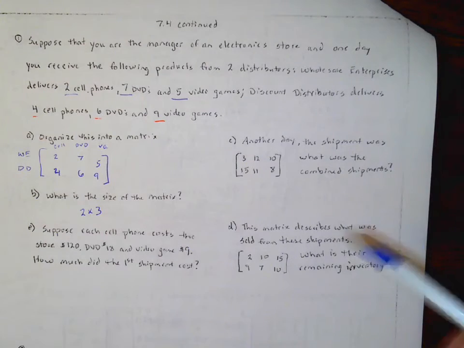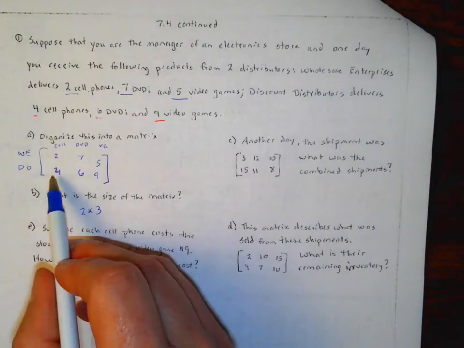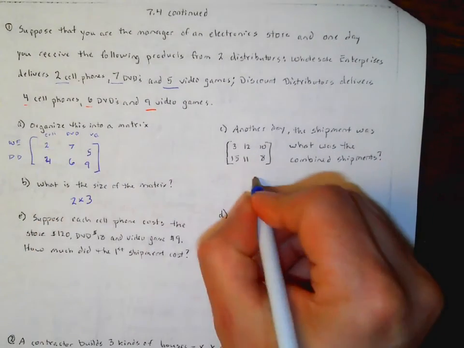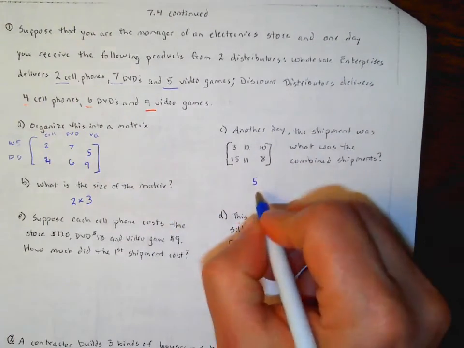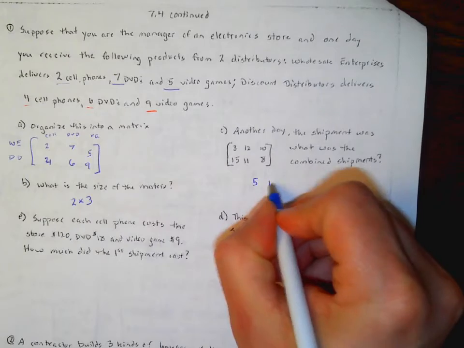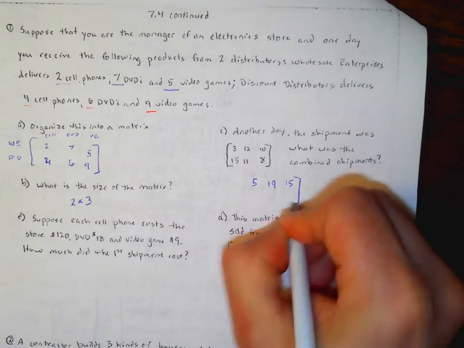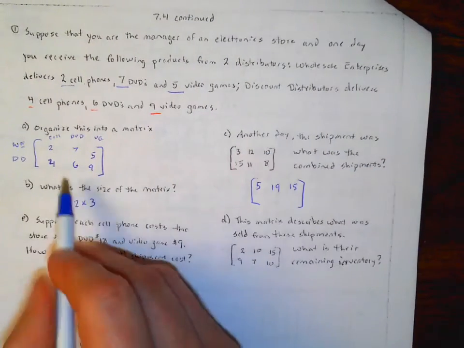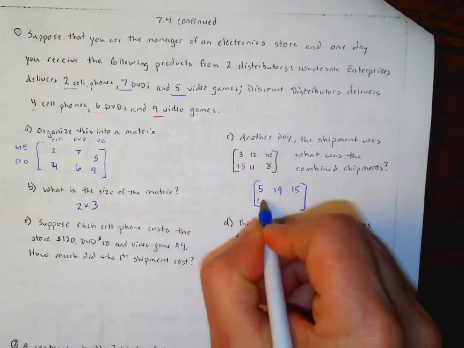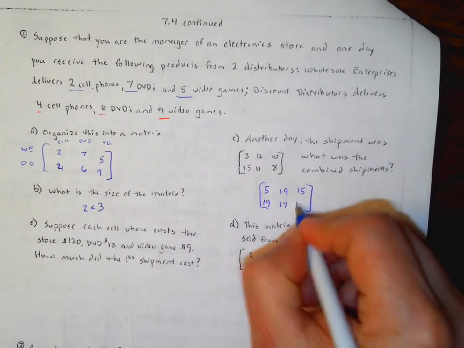Okay, another day, there was a shipment that came in, which was this one, which is set up the same way. So I'm going to add those together, combine shipments together. So altogether, I got 5 cell phones from Wholesale Enterprise. And then 7 plus 12 is 19. I got 19 DVDs from them, and a total of 15 video games from them. And then the Discount Distributors, I got 4 plus 15 makes 19 cell phones, and 17 DVDs, and 17 video games.